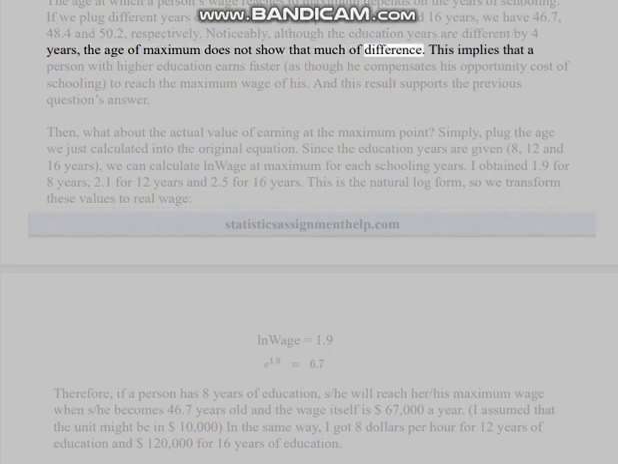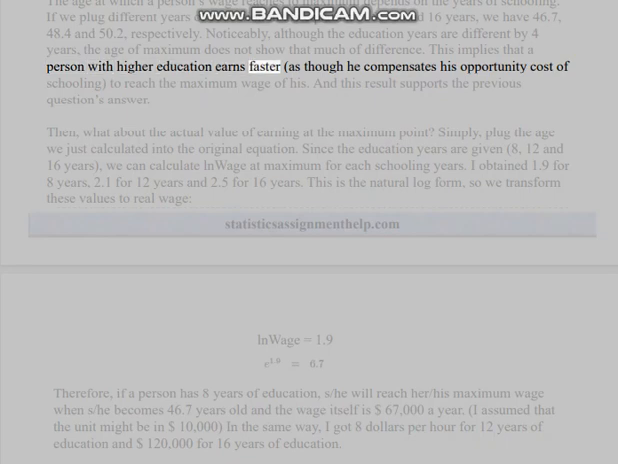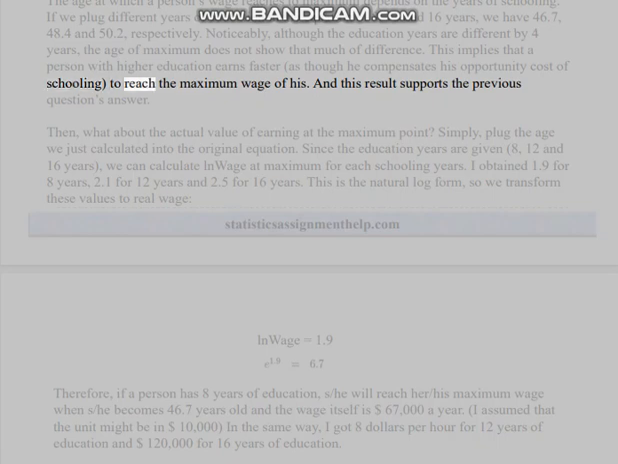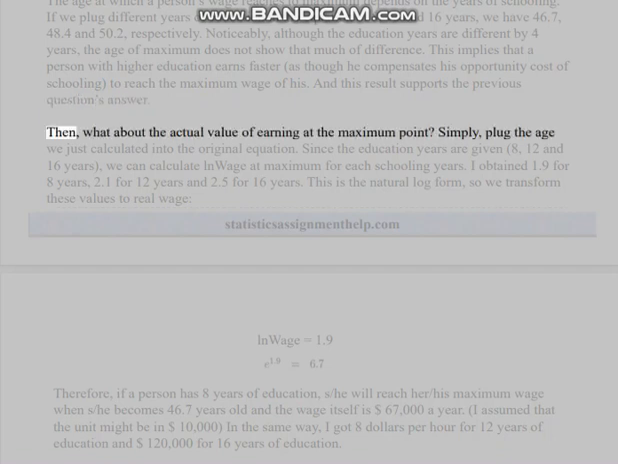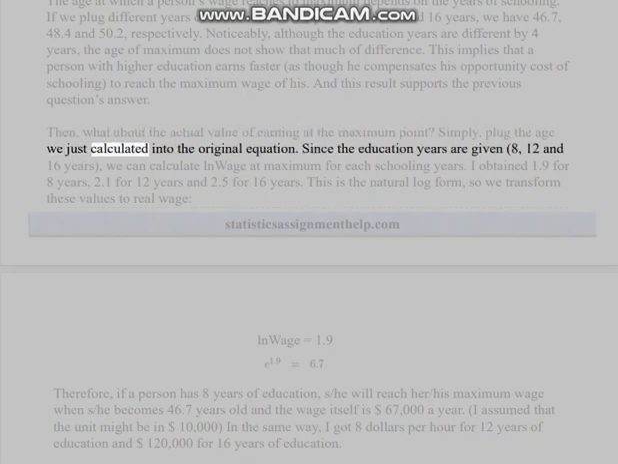This implies that a person with higher education earns faster, as though he compensates his opportunity cost of schooling, to reach the maximum wage. And this result supports the previous question's answer. Then, what about the actual value of earning at the maximum point? Simply, plug the age we just calculated into the original equation.